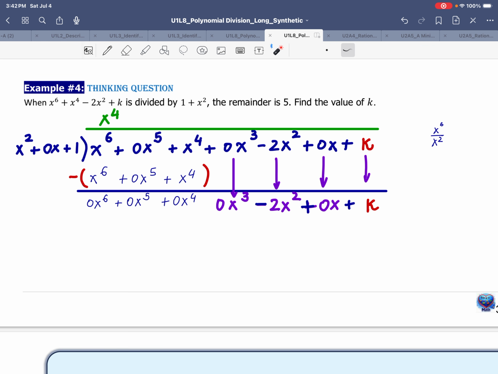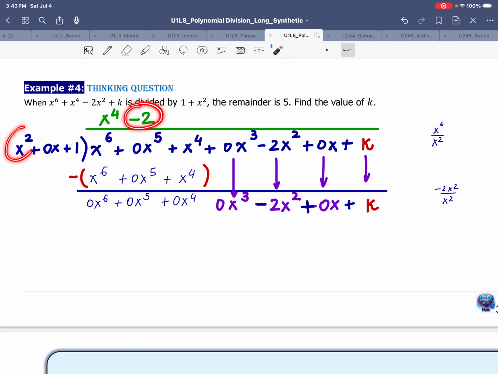Now we have to think: x squared goes into 0x cubed 0 times. So we'll have to take the next terms, just like in numerical division. When the number didn't go into the first digit, then we took the first 2 digits. So we're going to look at the next one. x squared goes into negative 2x squared. Always remember, negative 2x squared divided by x squared, that's negative 2 times.